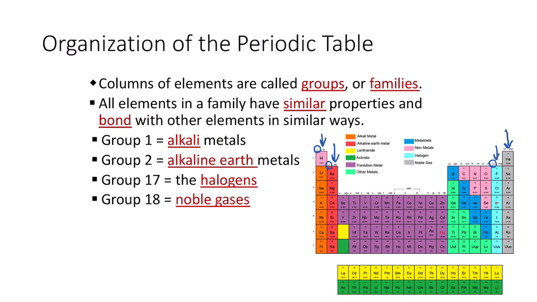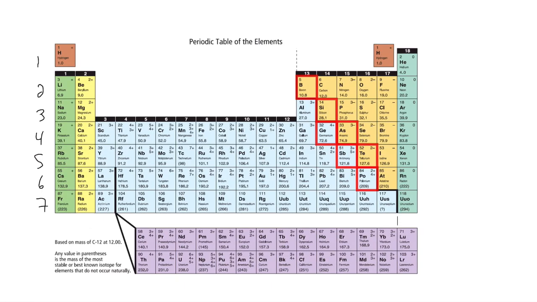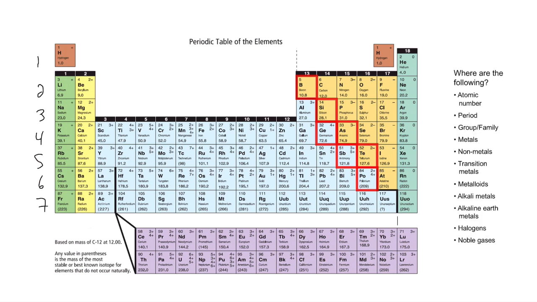So we generally don't talk about other groups or families other than these four because the consistency within their properties and traits doesn't always hold out quite as well outside of these four families. So the similarities within these four families are really obvious, whereas outside of that, they're a little bit less obvious. So looking at this periodic table, you should be able to identify the following things on it. So atomic number, period, group, family, metals, nonmetals, transition metals, metalloids, alkali metals, alkaline earth metals, halogens, and noble gases.